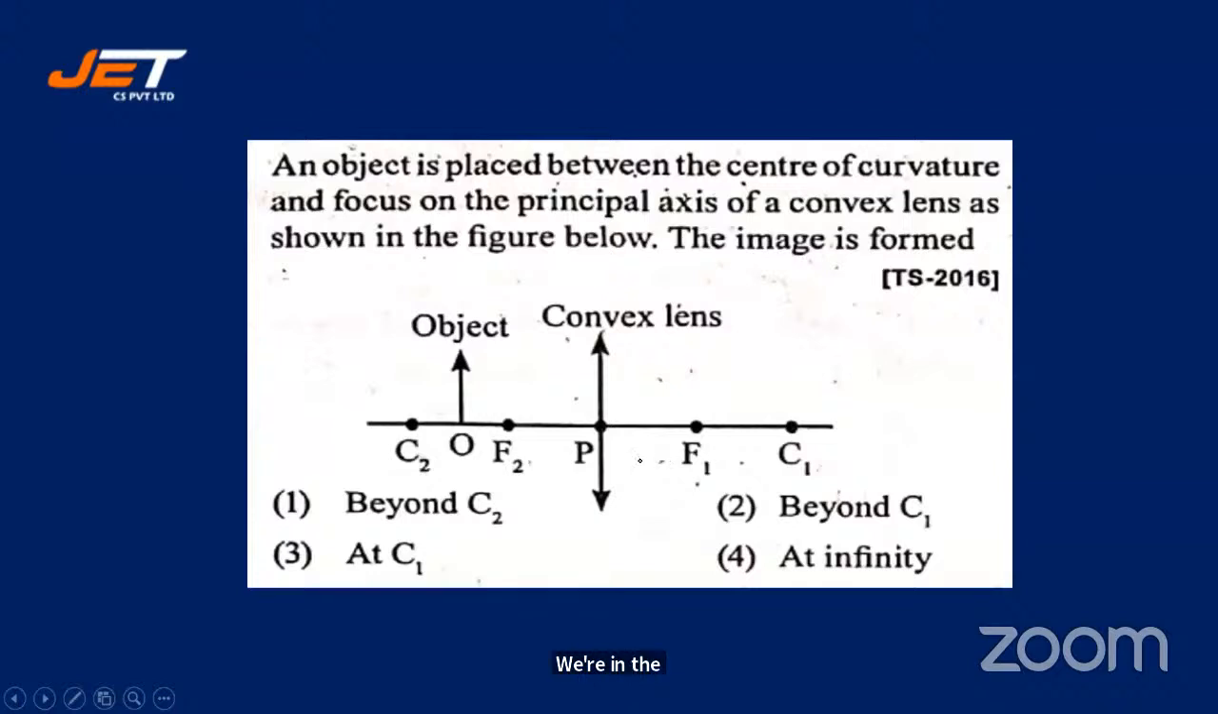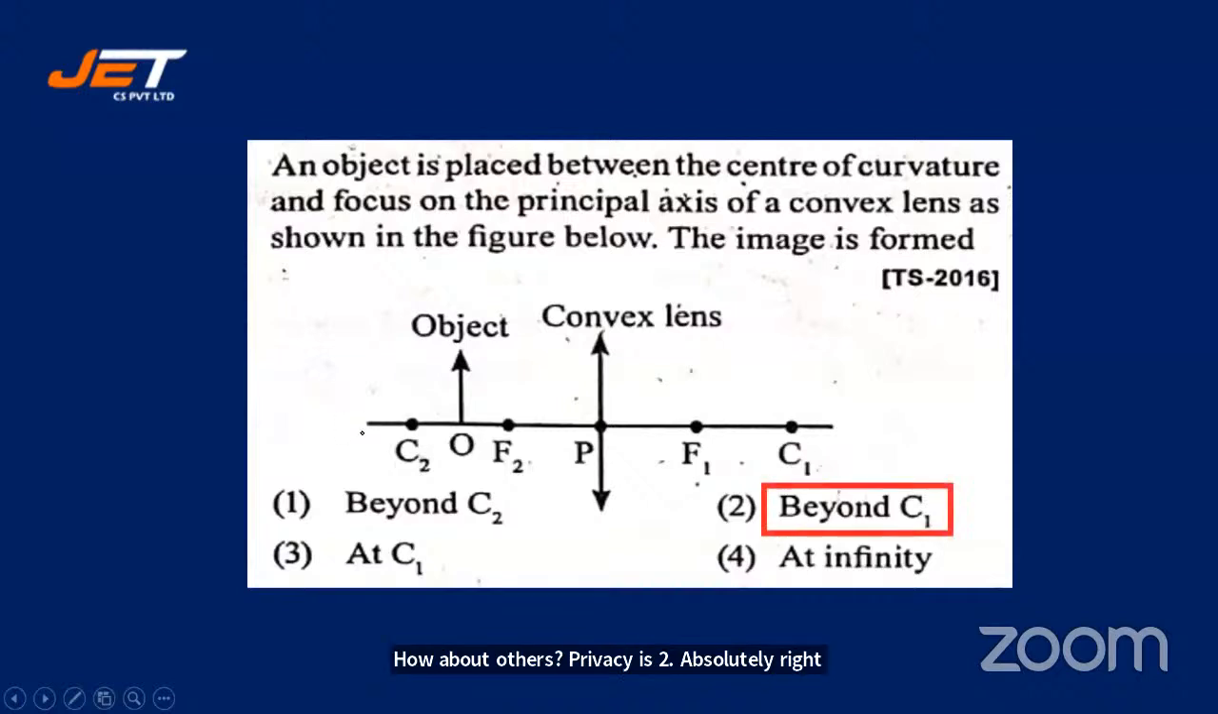One, 2, beyond C1, okay, 2. Jyoti says 2. Harshvardhan says 2. Shruti also says 2. How about others? Pranavi says 2. Sleshna says 2. Absolutely right. Absolutely right. Everyone is right.